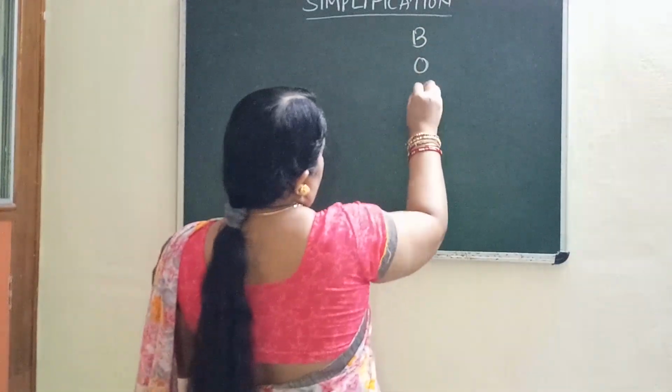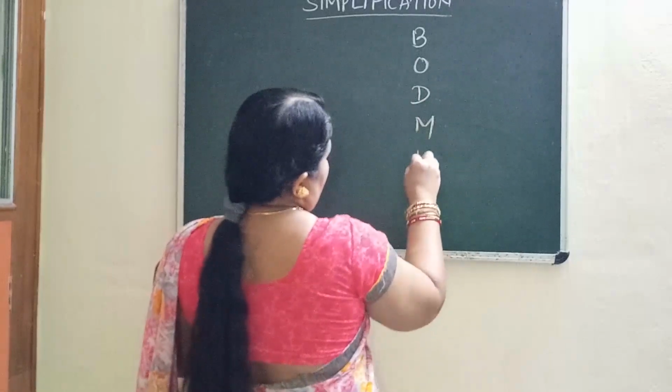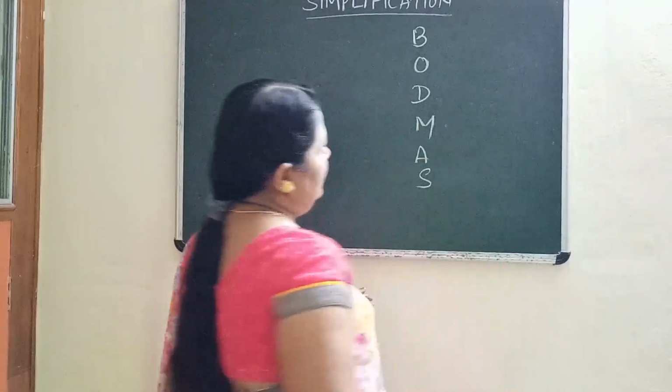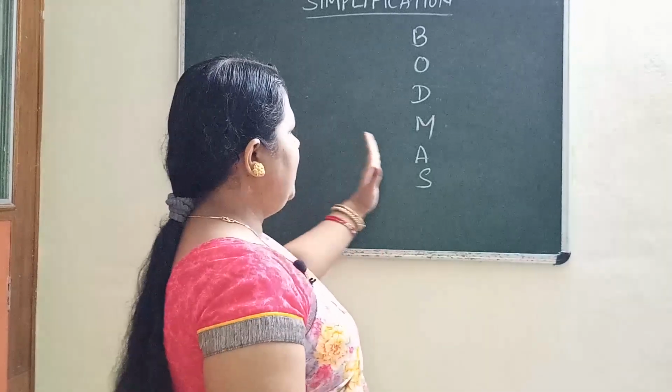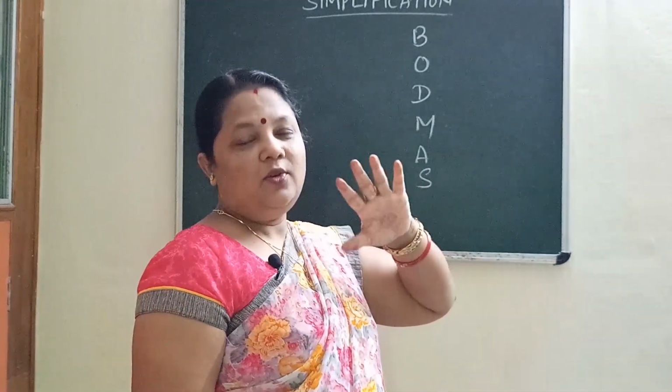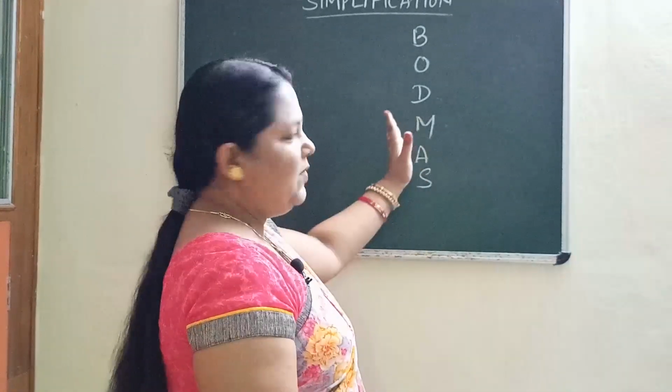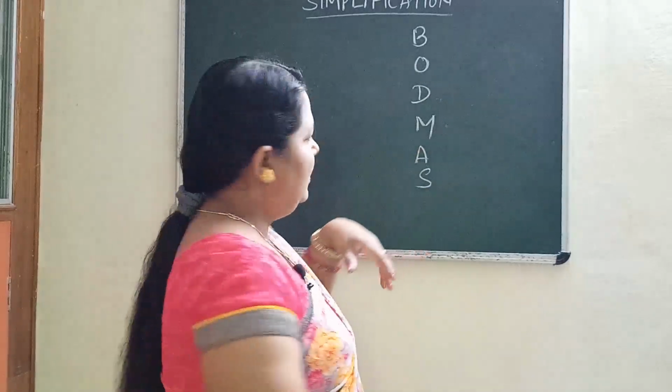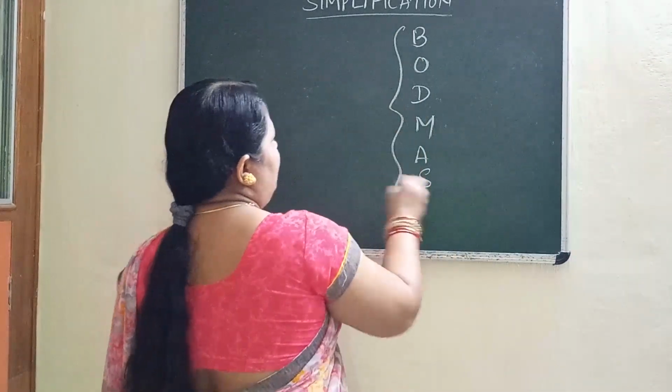I am writing here what I have written. I have written BODMAS. Don't think I am telling you something else. This is one rule, the BODMAS rule. Okay. So what is this?